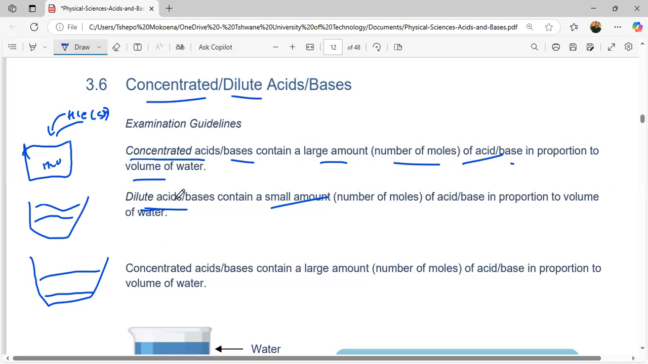Let's talk about acid alone. You have less acid but more water. That's a dilution. Okay, so that's what we mean by concentrated, not the strength. The strength will remain the same. Sometimes they ask those questions: choose greater than, less than, equal to, or remain the same.